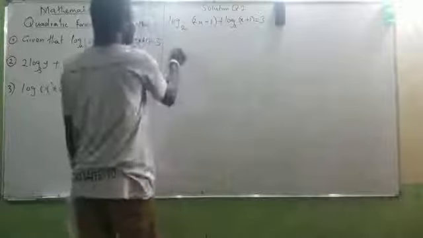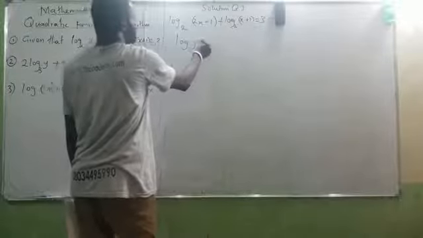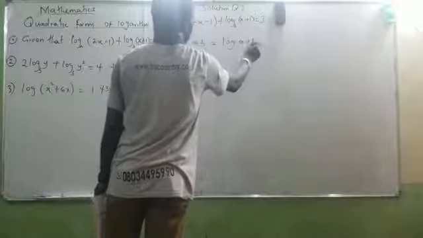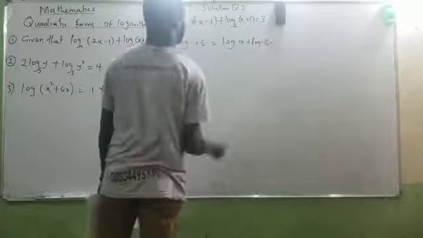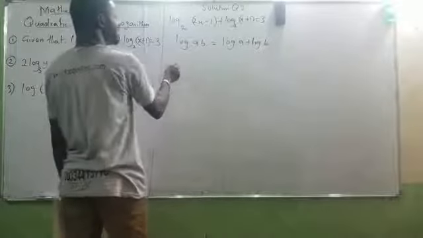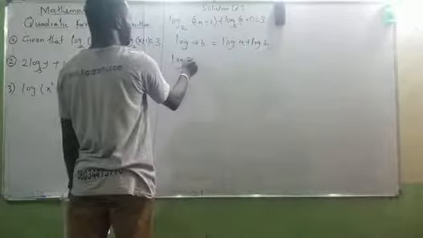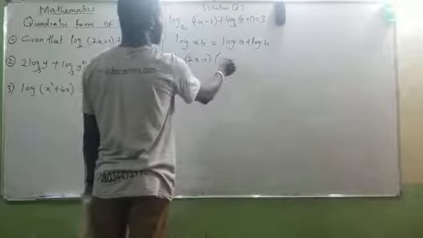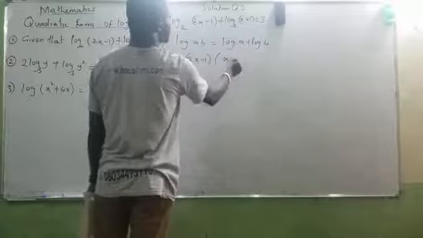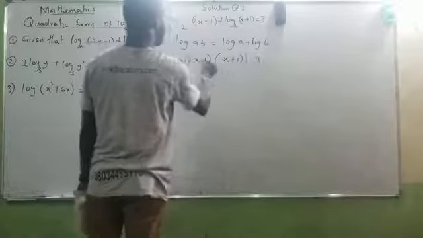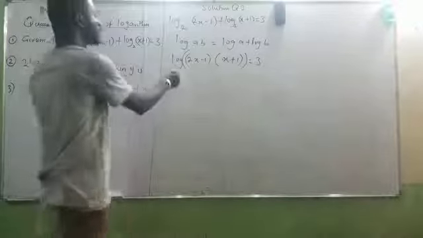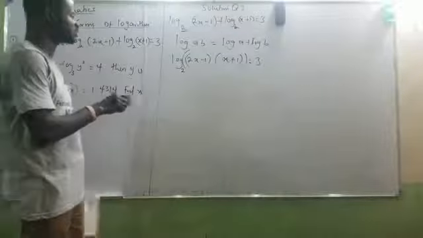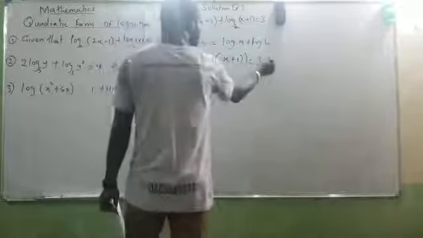What I just need to do, I will have log AB can be written as log A plus log B. Since I have that, it means I'll be having log of 2x minus 1 and also log of x plus 1 equals 3. Take note of this. The base is 2, and because the bases are equal, we can do this. If the bases are not equal, you can't do that. Take note of that.